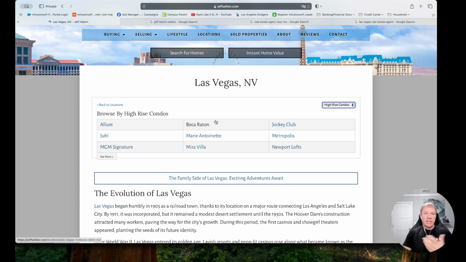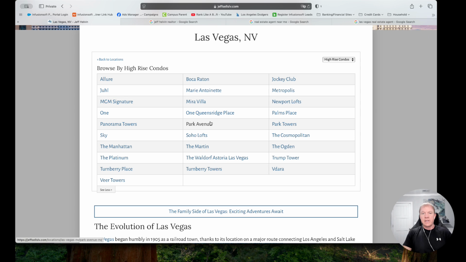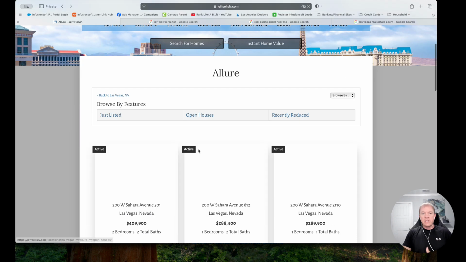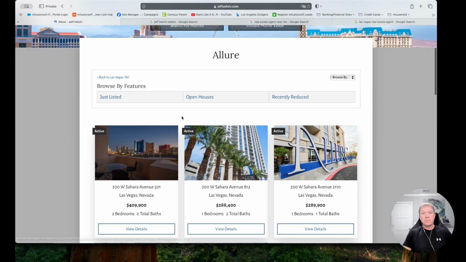I also have, in our case, we have a lot of high rises in Las Vegas, so I've got a list of all the different high rise condos, and I can click on each one of those and get into those different properties that are available within that particular thing. Now, I could do even more with each of these by adding more content and talking more about Allure and how long it's been around, how many units are involved. So this is all part of that hyperlocal strategy. It's very important to execute when it comes to your real estate website.